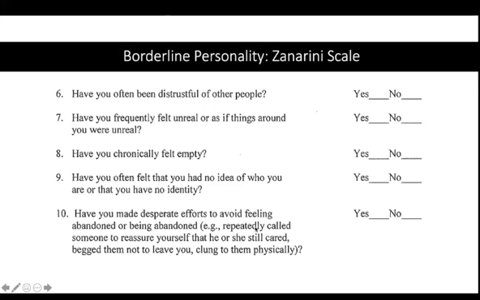And I love that they give an example, like repeatedly calling someone to reassure yourself that he or she still cared, begging them not to leave you, or clinging to them physically. This is the one where they'll just say yes, like, oh, that's me. And they always feel some level of shame about this. Whenever they answer yes to this question, I always try to encourage them, because there is a lot of shame wrapped up in this, which just isn't necessary. There are different theories for borderline personality disorder, but it is a way of dealing with the world when all other methods have failed. And in that way, I think it should be respected, right?